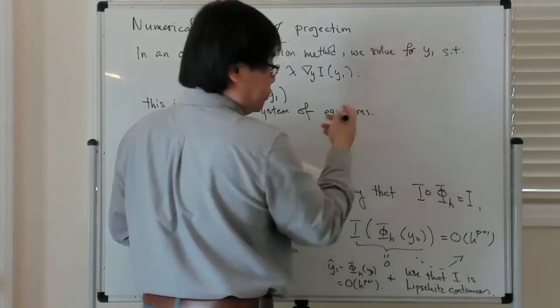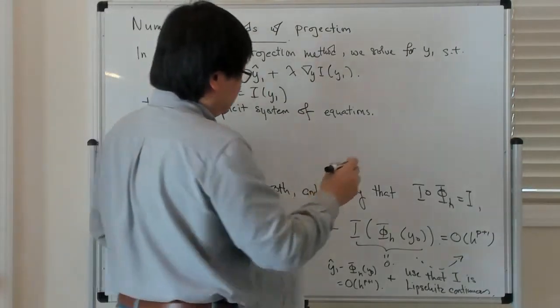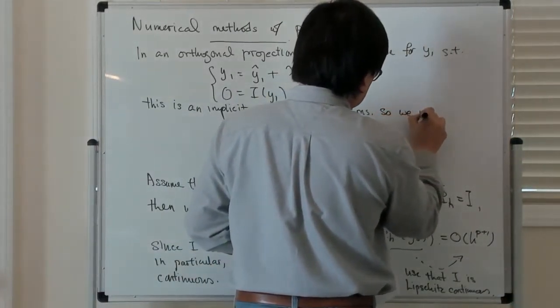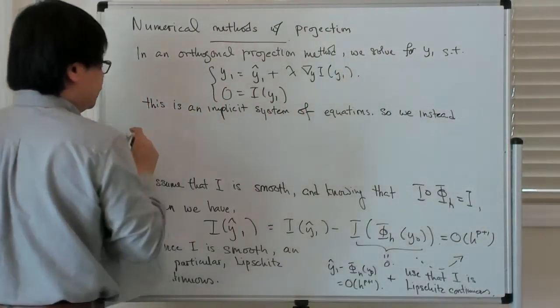Right, which in general requires some sort of nonlinear solver to solve for. So we instead consider an oblique projection method.